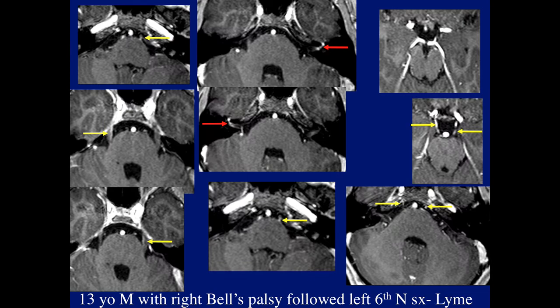Here's another patient, first developed the sixth and then Bell's palsy, and we see the multiple nerves involved, the third, a little bit of the sixth here, but of course here's the seventh and the fifth again, so not unusual to see multiple nerves with Lyme.